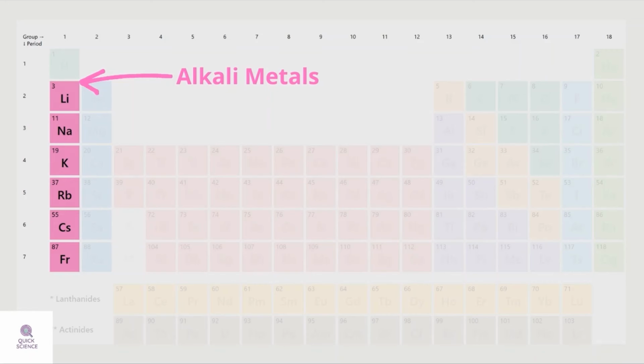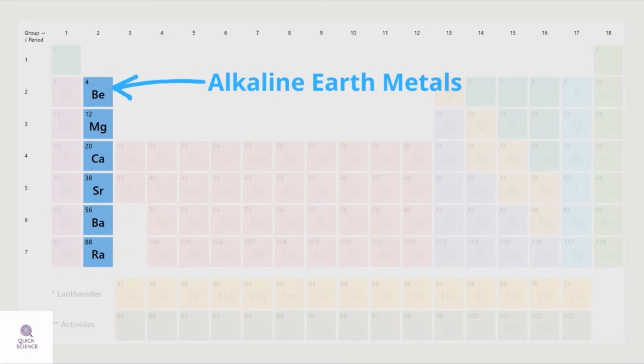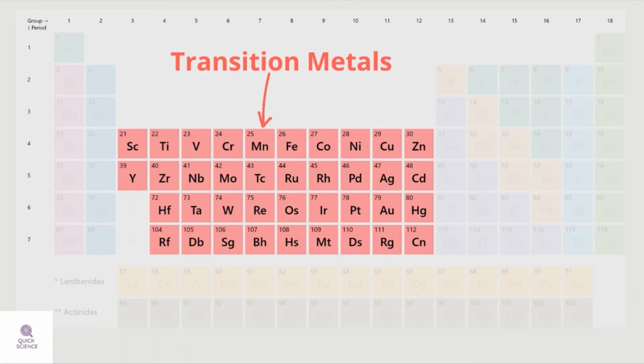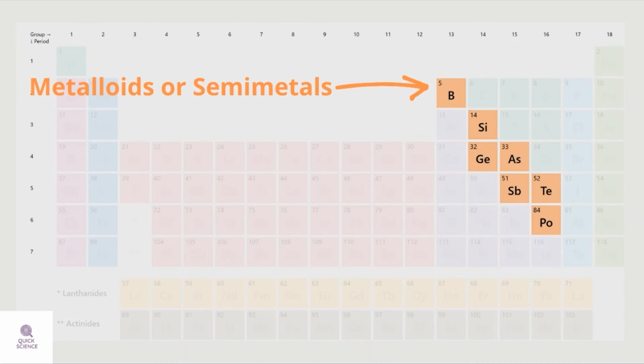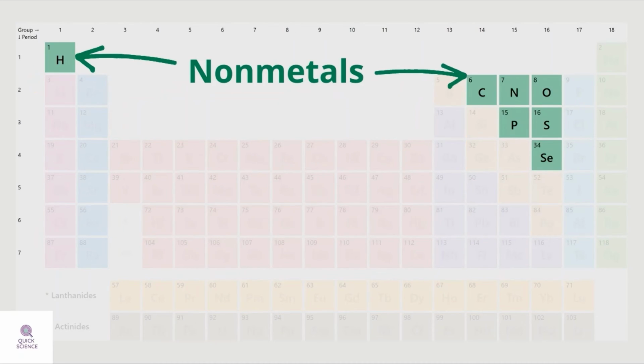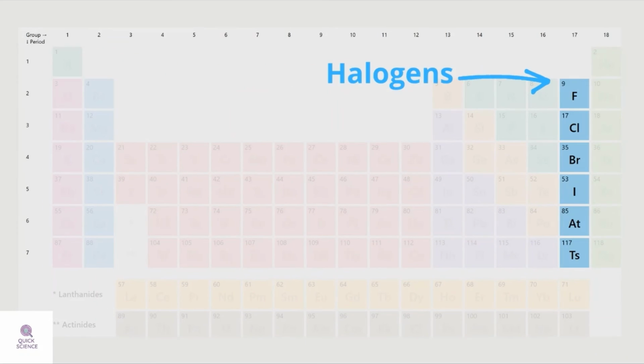You got your alkali metals, alkaline earth metals, and transition metals on the left side of the periodic table. Basically, all the metals are found on the left side of the periodic table. On the right side of the periodic table, you can see post-transition metals. Metalloids or semi-metals can be seen between metals and non-metals. And the non-metals can be seen next to metalloids, except for hydrogen, which is on the left side of the periodic table. And the group 17 elements are called halogens.